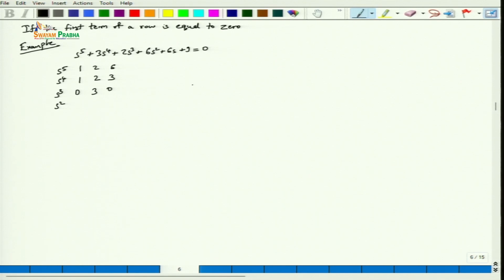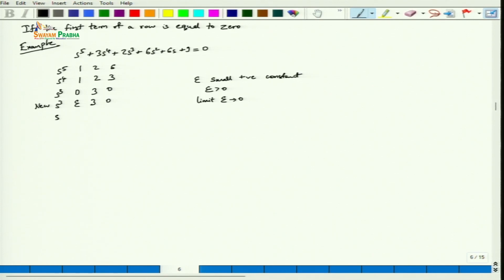Instead of 0, we assume that there is a small epsilon which is a small positive constant, and this epsilon is greater than 0 and basically the limit epsilon tends to 0. So it is very, very small. So based on this we can formulate a new row s cube where we have epsilon, 3, 0.